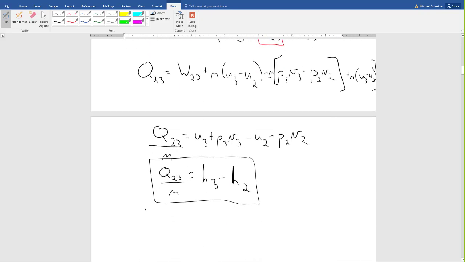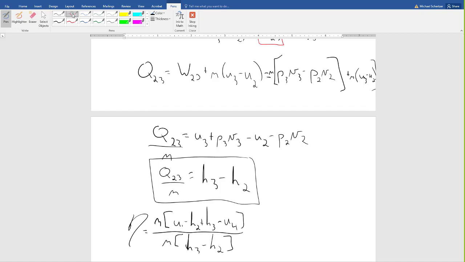So now if we go to our thermal efficiency, the masses are going to cancel out, but it's going to be U1 minus H2 plus H3 minus U4 divided by M times H3 minus H2. The masses are going to cancel out.